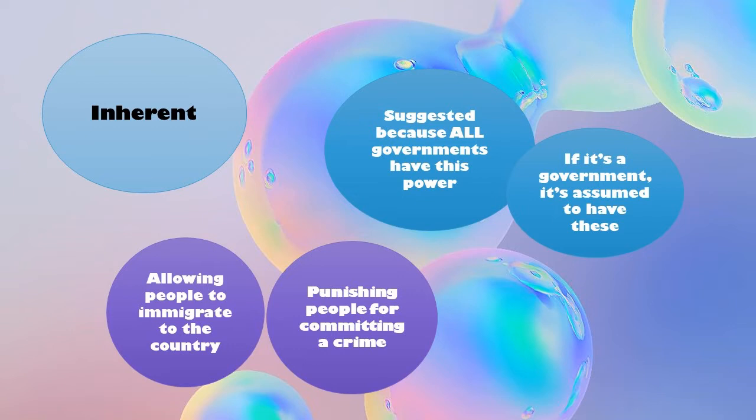And then next we have inherent powers, and these are a form of implied powers. These are powers that are suggested just because the United States is a government. So in other words, these are things that all governments can do. So they didn't bother adding these words to the Constitution. All governments can do this. All governments can punish people for committing crimes. So of course the United States government can do that.